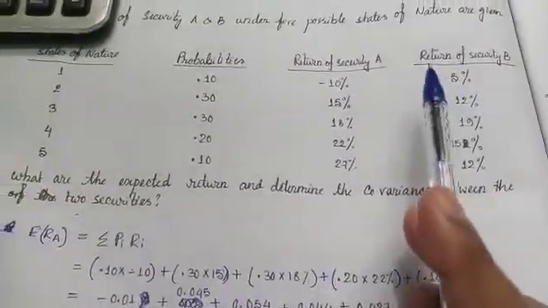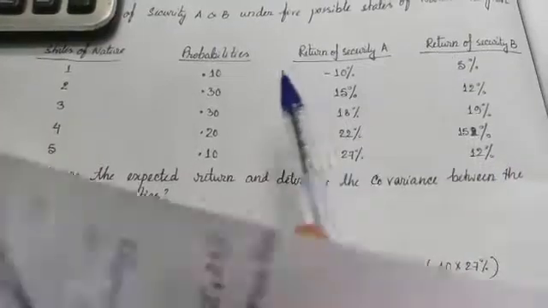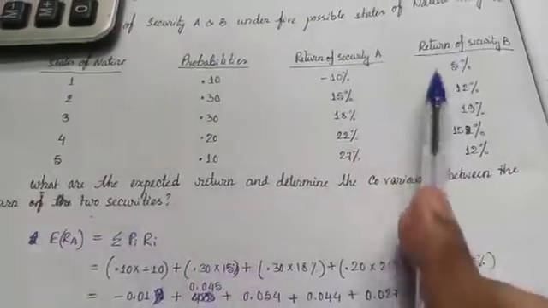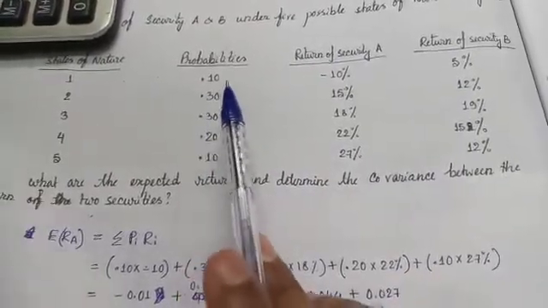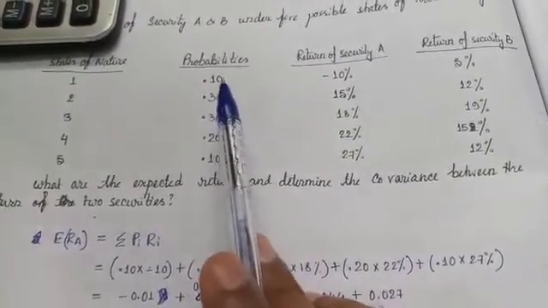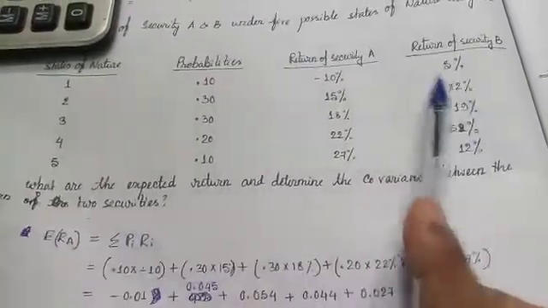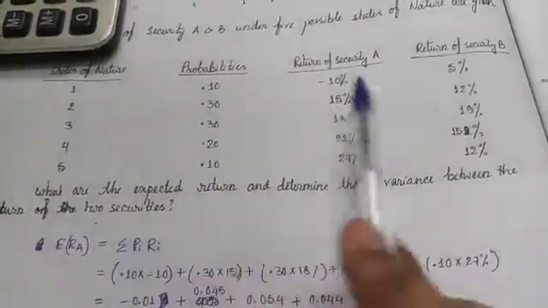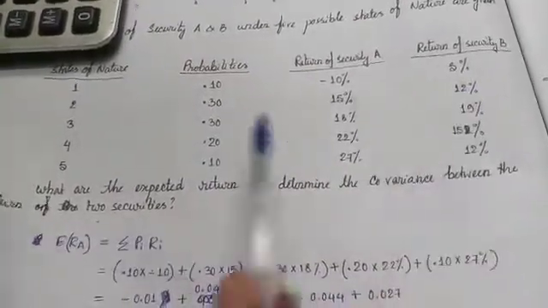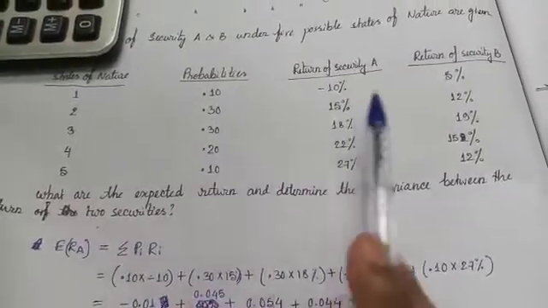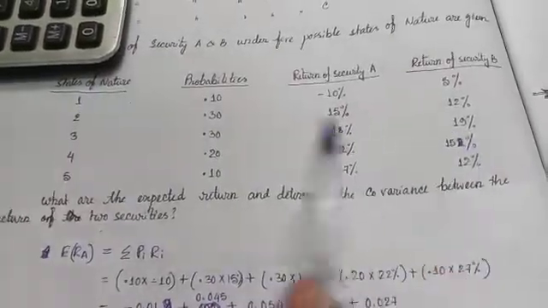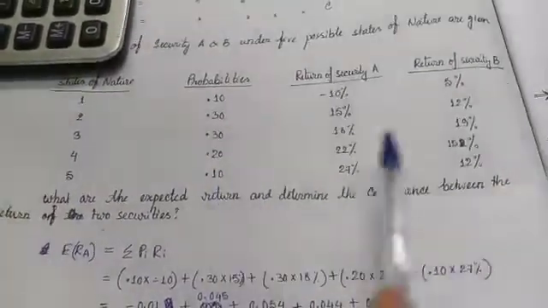Similarly, expected return from security B can be calculated by using the formula summation of Pi into RB. Here, for first state of nature, probability is 0.10 and expected return is 5%. For state of nature 2, associated probability is 0.30 and expected return is 12%. Similarly, for state 3, 0.30 and 19%. For state of nature 4, 0.20, 15%. For state of nature 5, 0.10 and 12%.